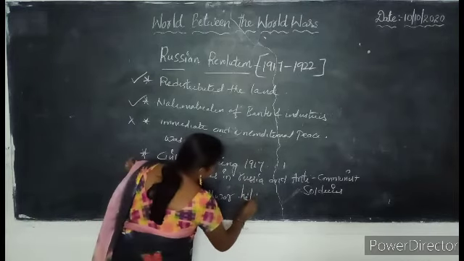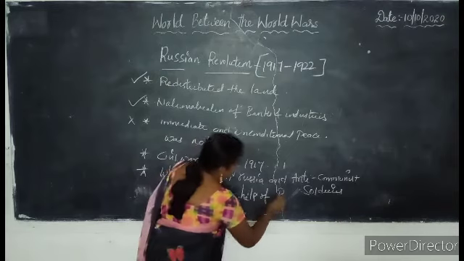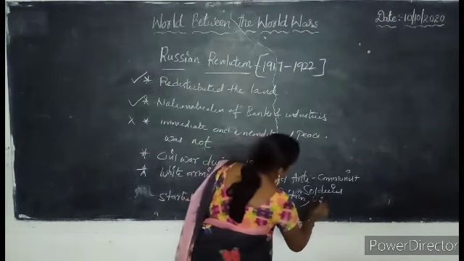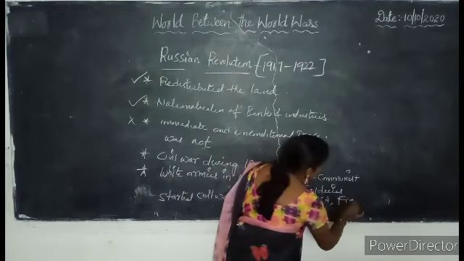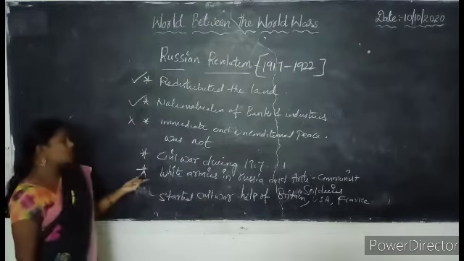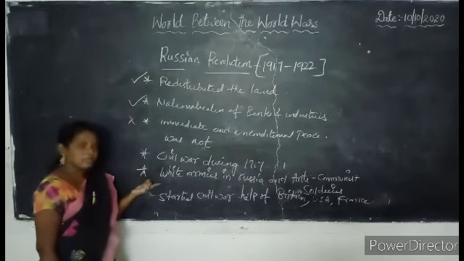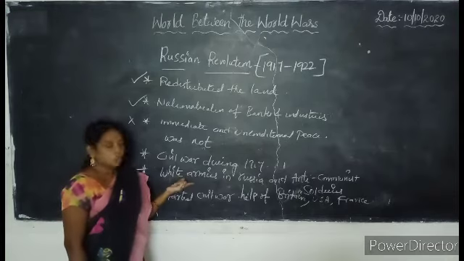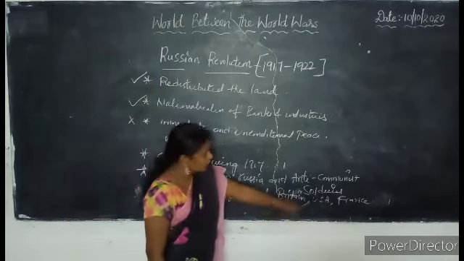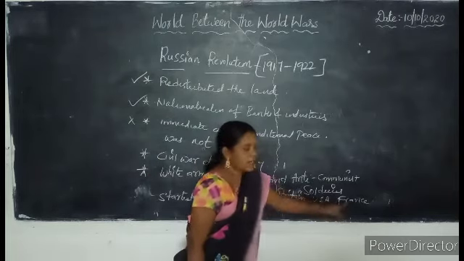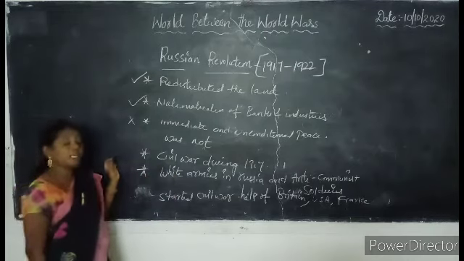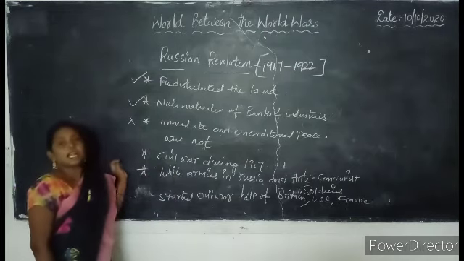With the help of what? Britain, USA, France. In order to create any internal disturbances, they need some help. So they got the help from Britain, USA and France. But Lenin defeated the white armies and the anti-communist soldiers in the year 1920.